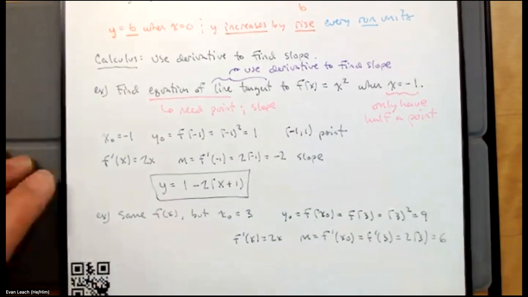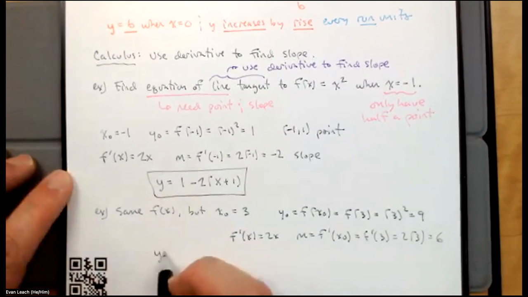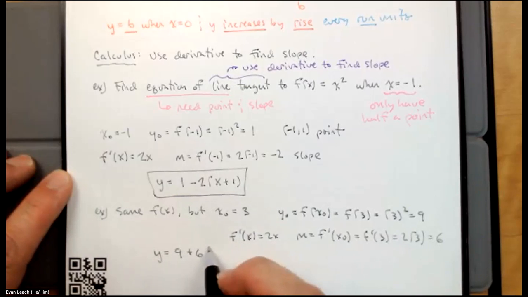So our equation of the line, y equals y naught plus m times x minus x naught.